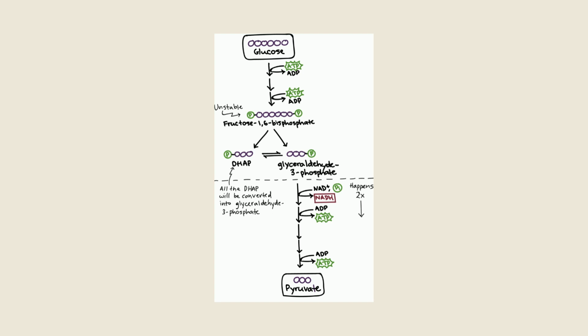That is why it will be producing four ATPs and two NADH. So removing the two ATPs that we required, we will only arrive at two ATP, two NADH, and two molecules of pyruvate.